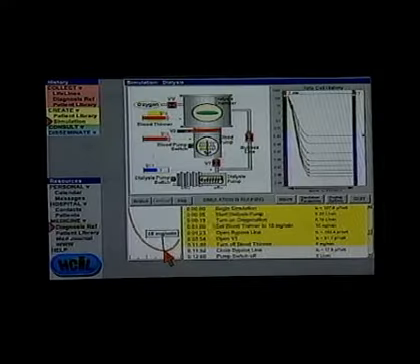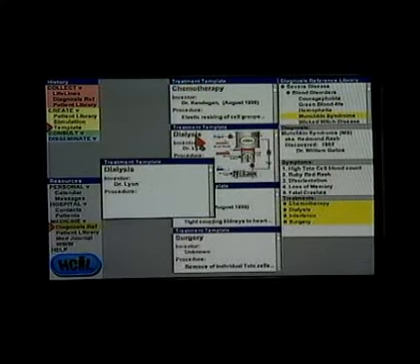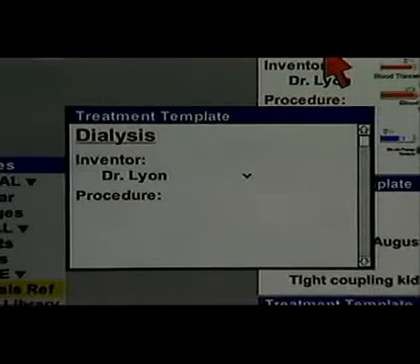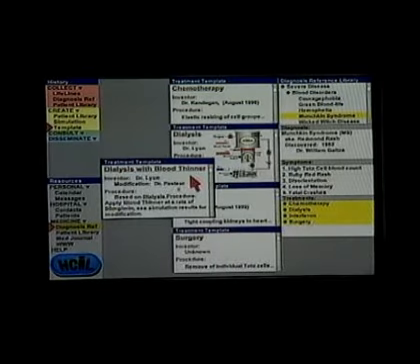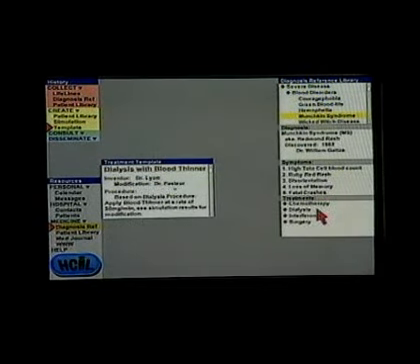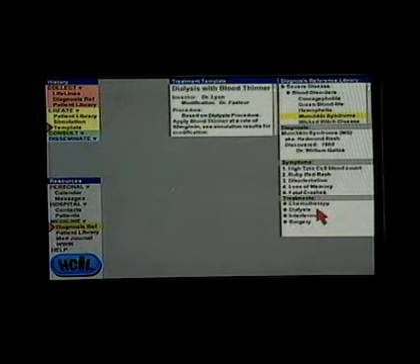So now he's got a plan, and he can take the original treatment template for dialysis, create a modified version of dialysis with blood thinner, and include his name, Dr. Pasteur, as the modifier of this treatment template. He then does a multiple select and close for the other windows and makes this his plan for treatment for Dorothy.